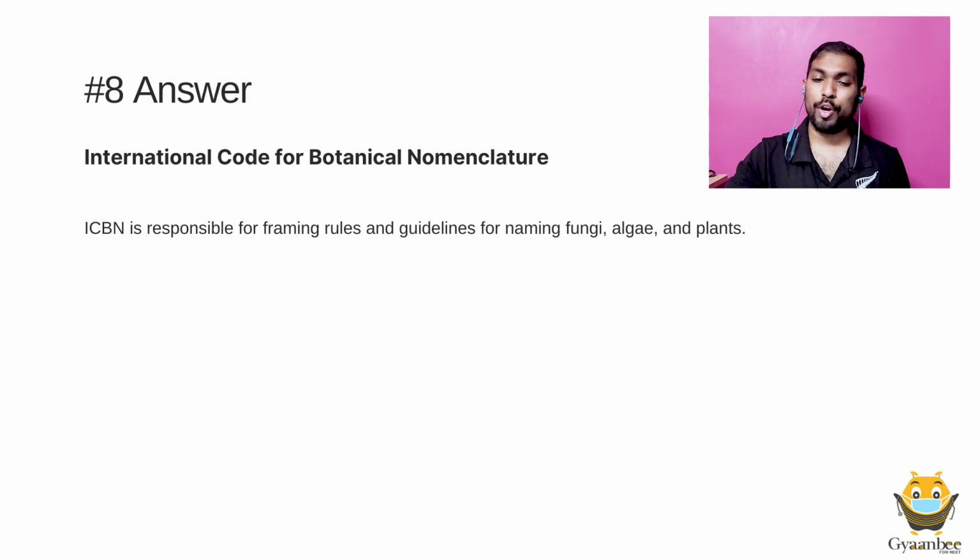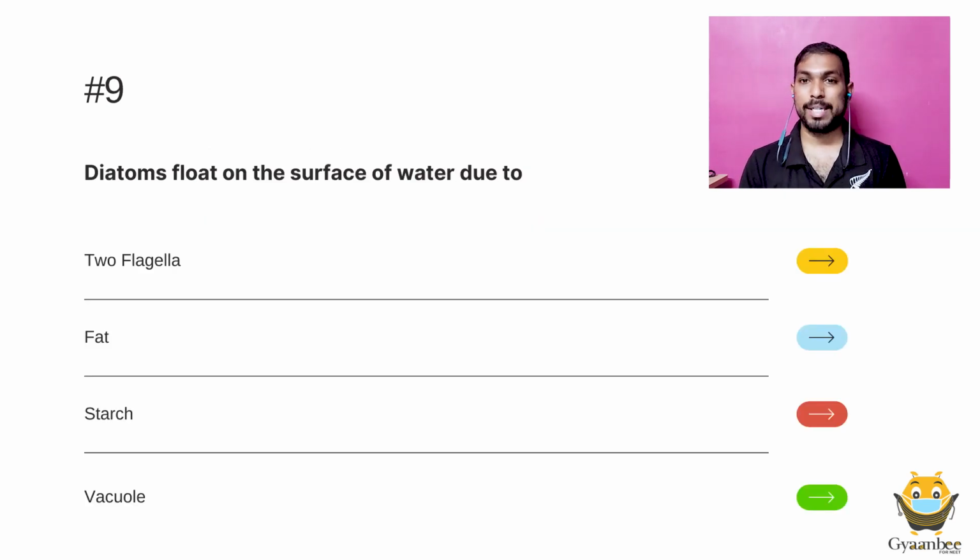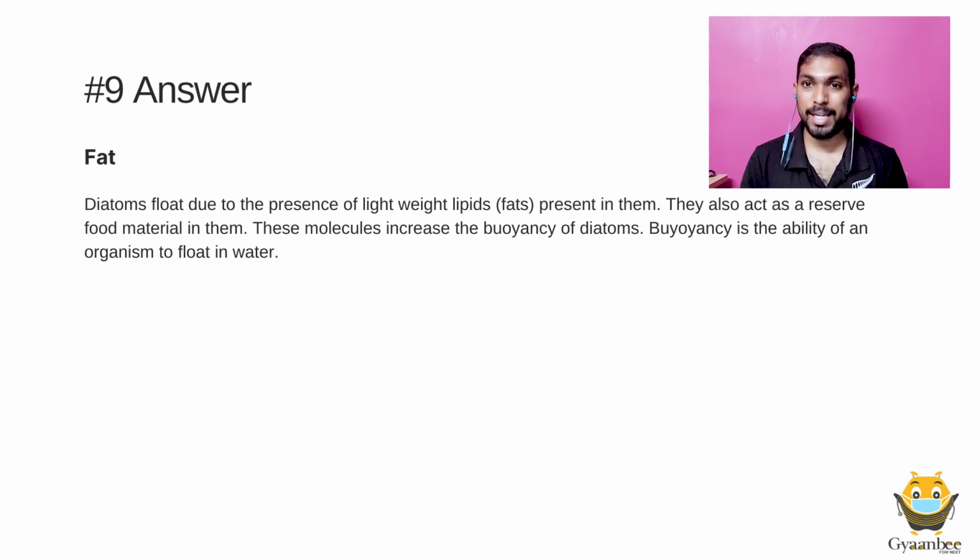And moving on to question number 9. Question number 9 is: diatoms float on the surface of the water due to which of these? Your options are A, two flagella, B, fat, C, starch, or D, vacuole. So is it two flagella, fat, starch, or vacuole? Most of them got the answer right to this question. The answer is in fact fat. Fat is what helps diatoms float in the water.